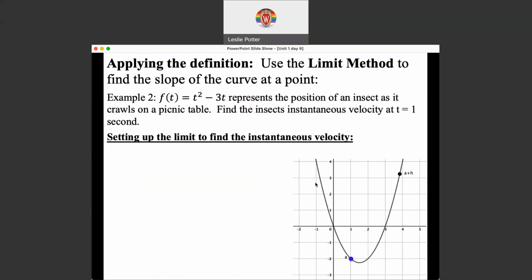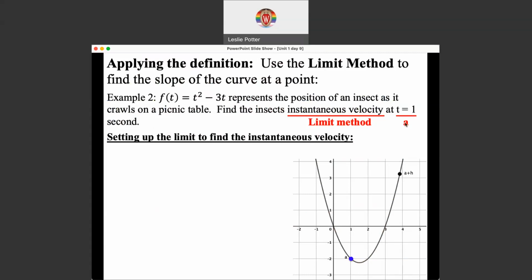Okay, so same function, t squared minus 3t. It says insect crawling on a picnic table. We got that. Find the insect's instantaneous velocity at t equals 1 second. So right here, that's my a value. I see the term instantaneous velocity. I know it means the limit method. So when you correlate that verbiage with this, then you've correlated this term with a method, a process that we can use to get the answer.